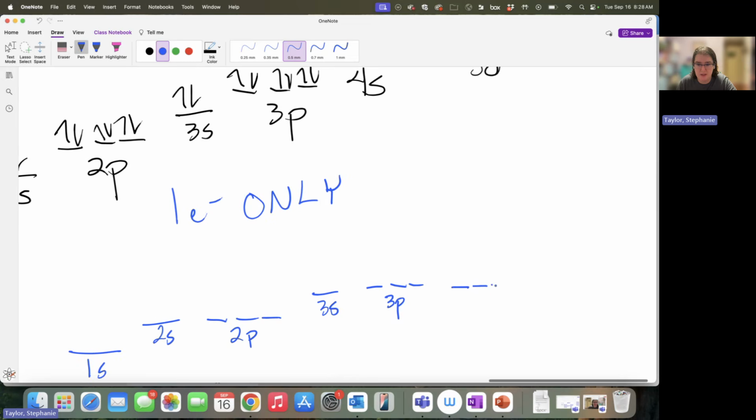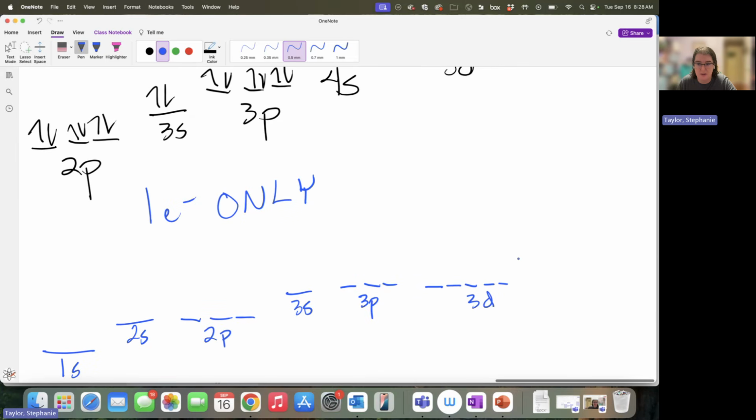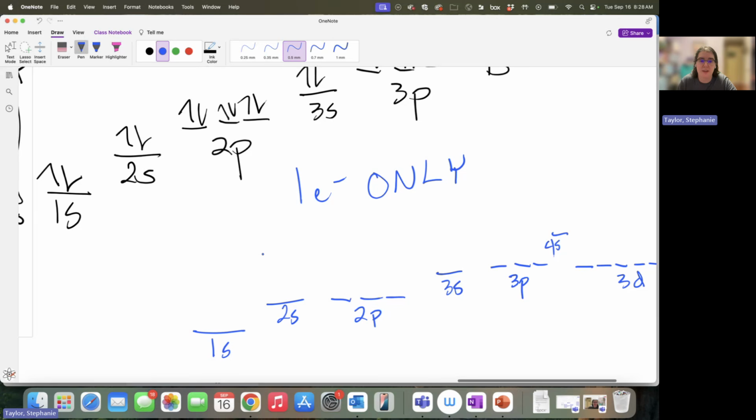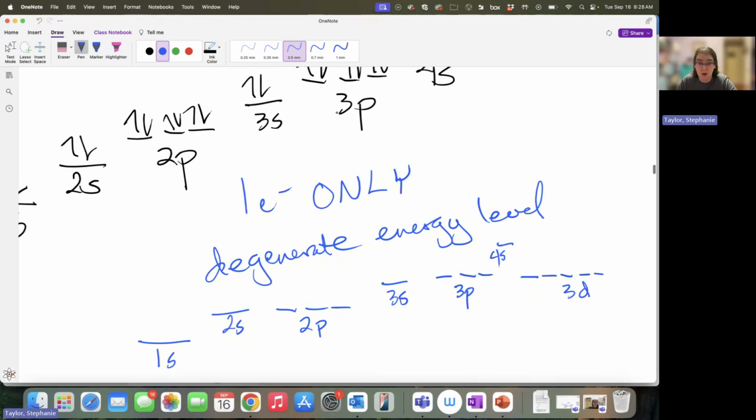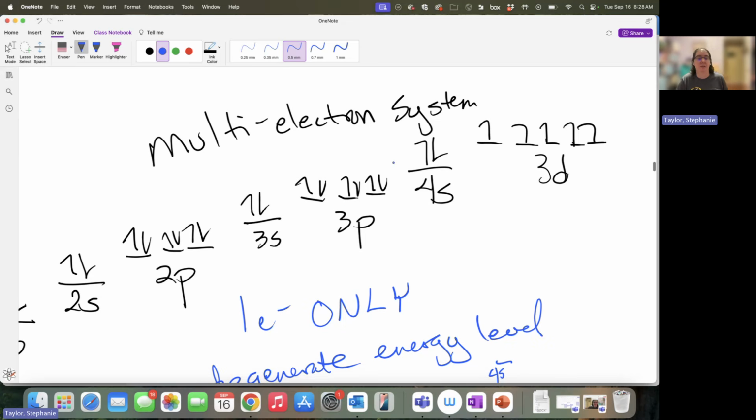And this is the weird thing: 3d would be here, and then 4s would be on a different level. The weird thing about degenerate energy levels is that they mean sublevels of different energies when you're in a multi-electron system. That is why when I drew 2s and 2p, 2p is physically up from the 2s, and why 3p is physically higher than 3s, and 3d is physically higher than 3p, because that's true in multi-electron systems.